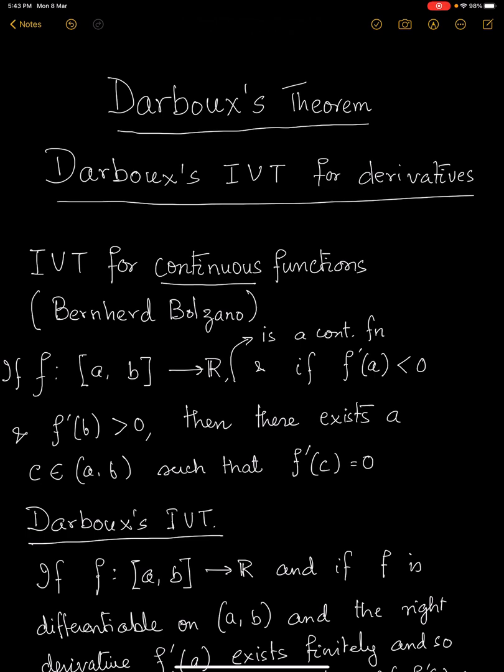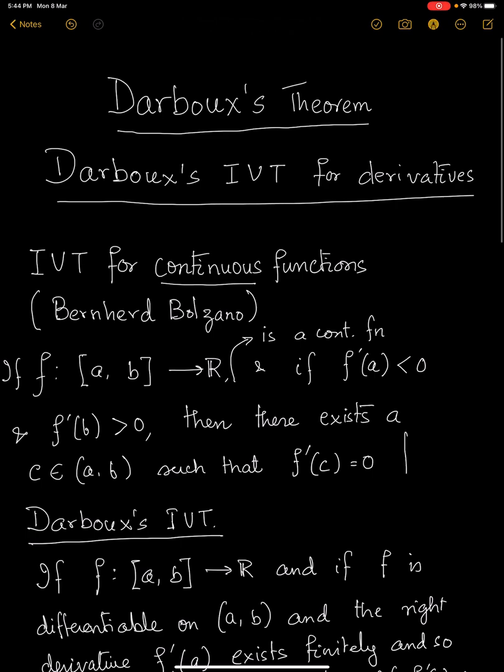If f is a continuous function from a closed interval [a,b] to R, and if f(a) is strictly less than 0 and f(b) is strictly bigger than 0, meaning they have opposite signs. You could choose the other way also, f(a) strictly bigger than 0 and f(b) strictly less than 0, it doesn't matter. Then there exists a c, a number lying between a and b in the open interval (a,b), for which f(c) is equal to 0.